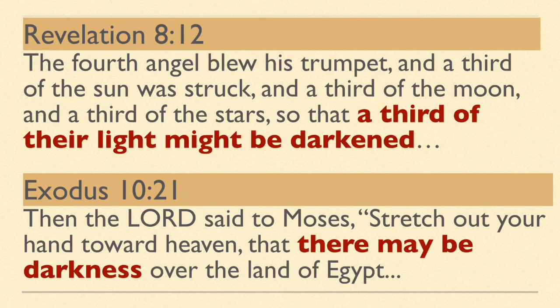Revelation chapter 8, verse 12 says, the 4th angel blew his trumpet, and a third of the sun was struck, and a third of the moon, and a third of the stars, so that a third of their light might be darkened. And Exodus chapter 10, verse 21 says, then the Lord said to Moses, stretch out your hand toward heaven, that there may be darkness over the land of Egypt.